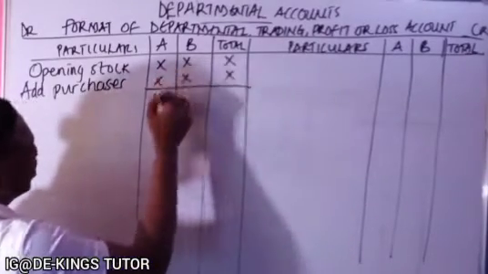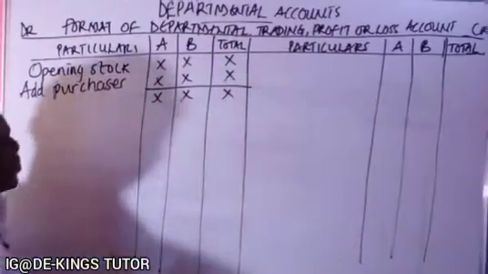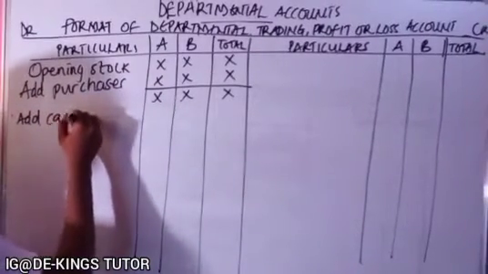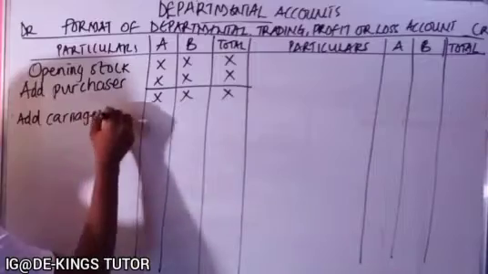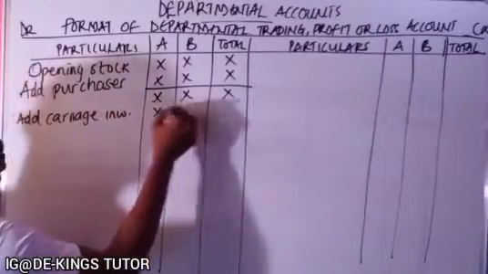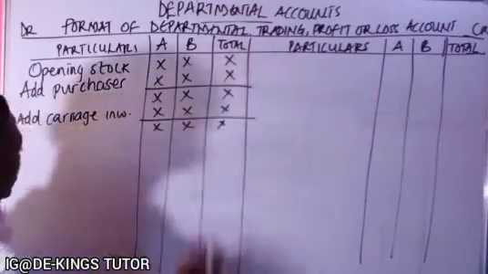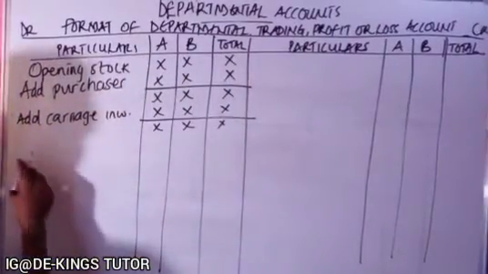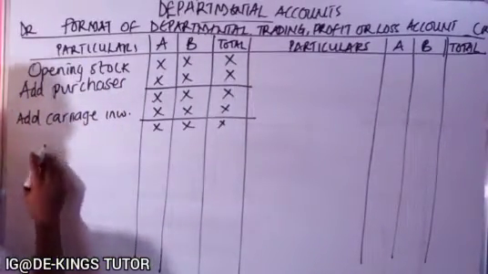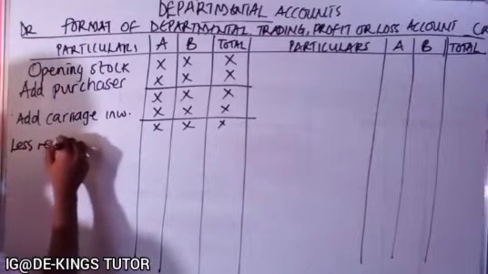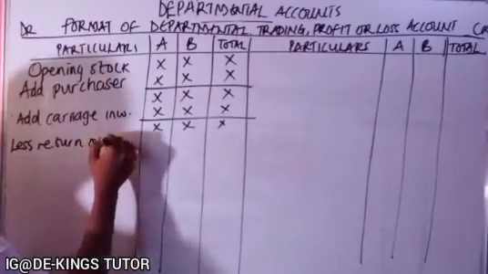So if we add, we have this, this, and this. And the next one, if there's carriage inward, you add carriage inward. If there is return outward, you less. So say less return outward.